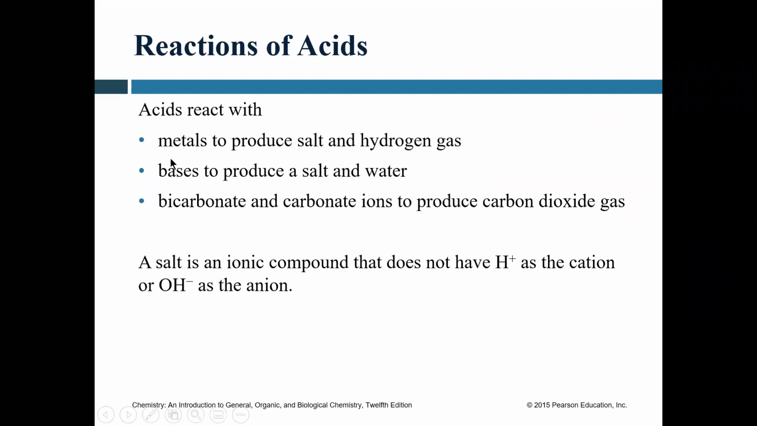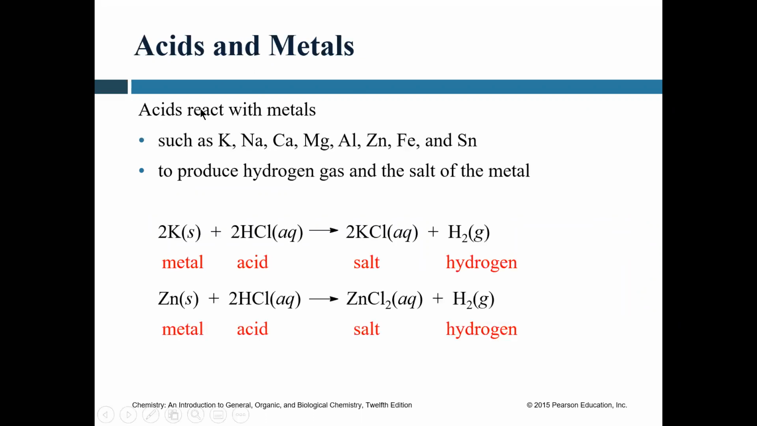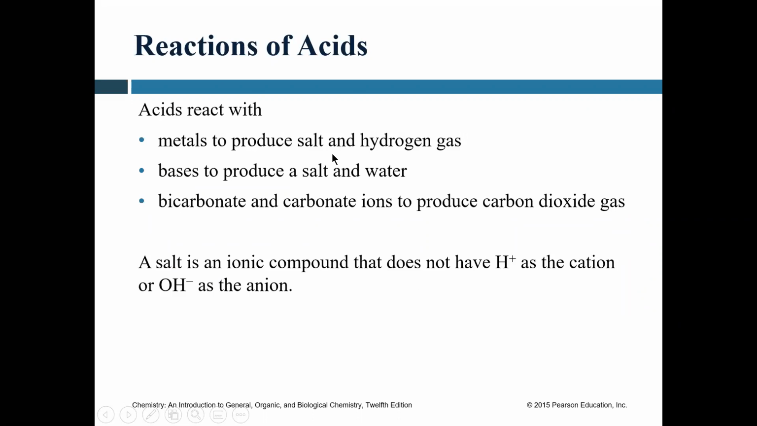Acids do a couple of things consistently. If an acid comes into contact with a metal, it produces salt and hydrogen gas. If an acid comes into contact with a base, it will produce salt and water. And if an acid comes into contact with a bicarbonate or a carbonate, that's the CO3 or the HCO3, it will produce carbon dioxide gas.